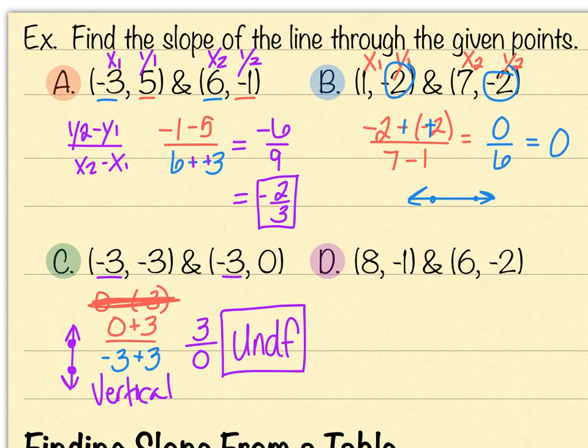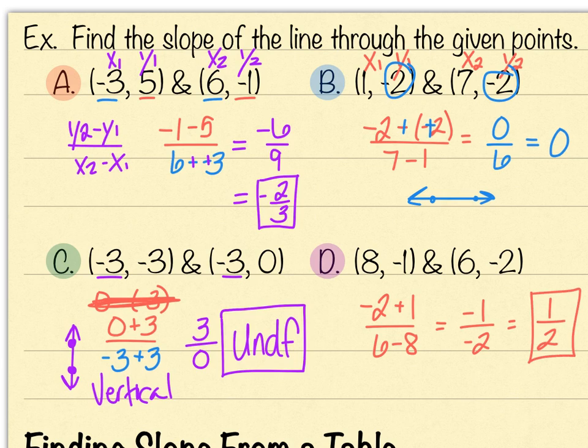And then in example D, y2, negative 2, minus y1, negative 1, because I know negative 2 minus negative 1 is just negative 2 plus 1, over x2 minus x1. Negative 2 plus 1 is negative 1. 6 minus 8 is negative 2. Two negatives make a positive 1/2. So I do need to reduce this to a positive 1/2 for my slope for D.